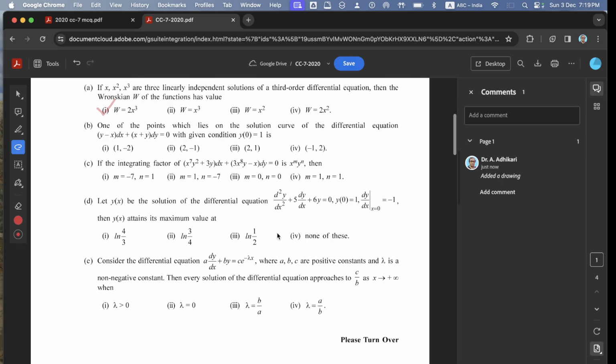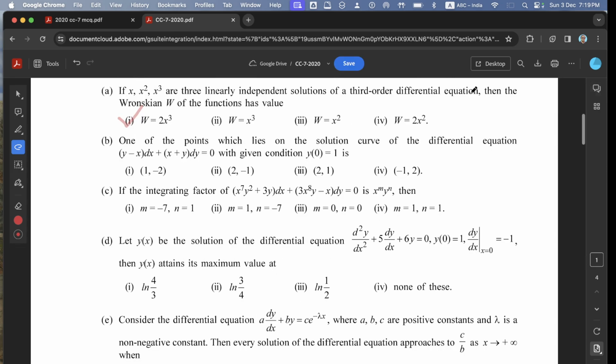Next question: one of the points which lies on the solution curve of the differential equation (y minus x) dx plus (x plus y) dy equal to 0, with given condition y(0) equal to 1.